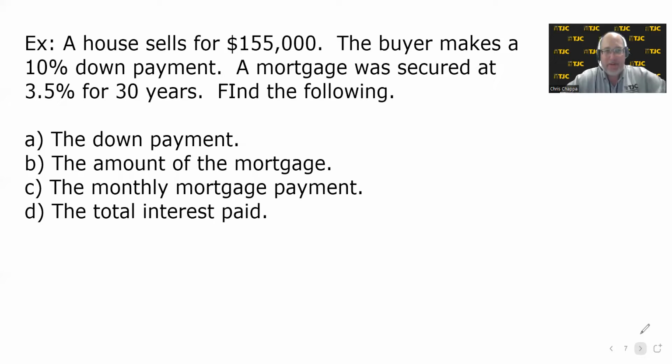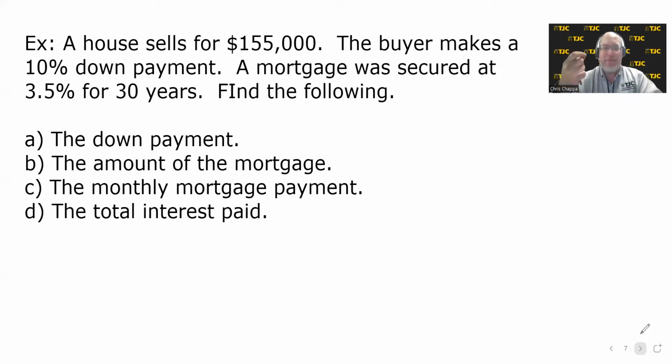We're going to take a look at an example, but this example actually has 4 parts. A house sells for $155,000. Yes, you can find a house for that price if the market is right and the location is right, and hopefully the quality of the house is decent.